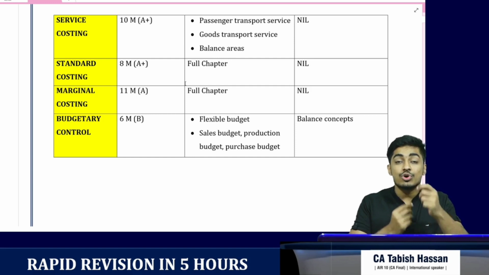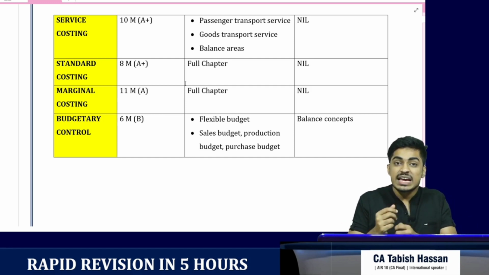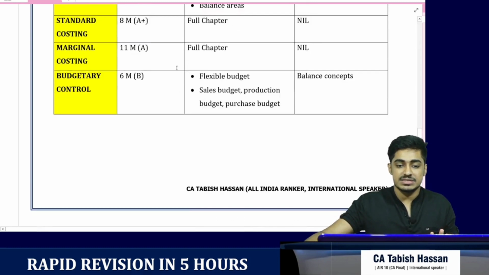It means that you give more priority to A category chapters. It means that if you have less time, you sacrifice your C and B category chapters first. You don't sacrifice your A category chapters.